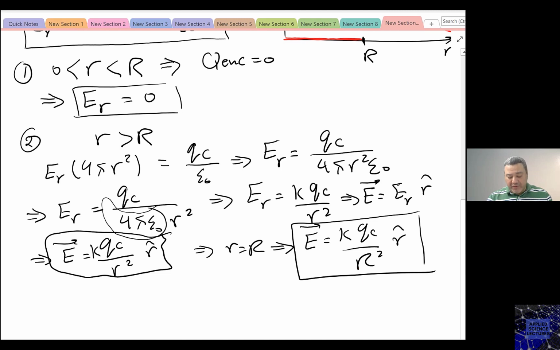Now we need to move to the second case, where, as you will see later on, we are still working with spherical conductors. However, for the second case we will be looking at a different topology, as we will show in the coming slide.